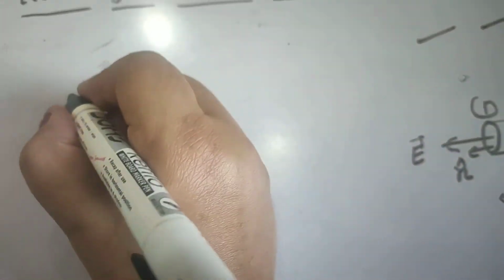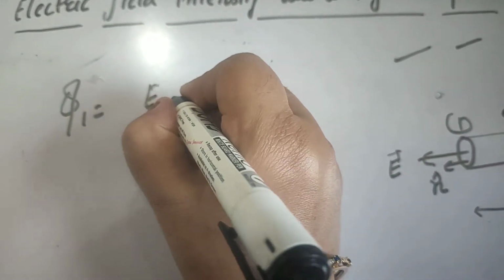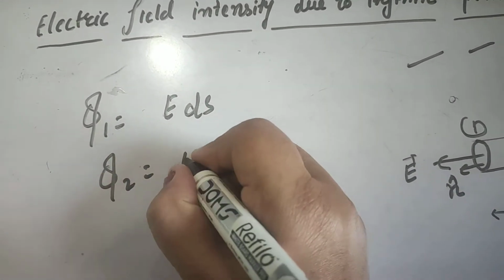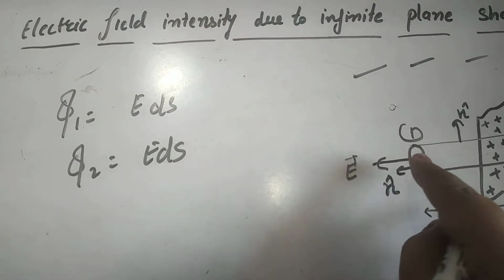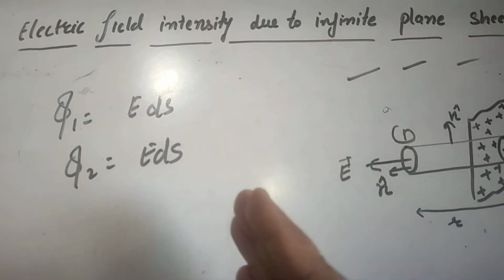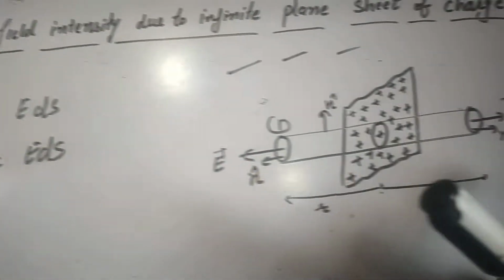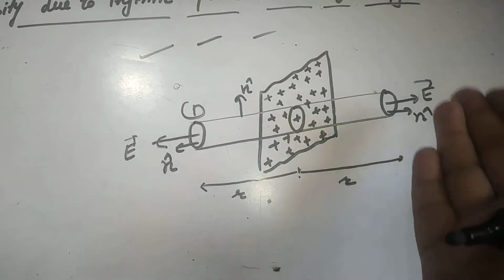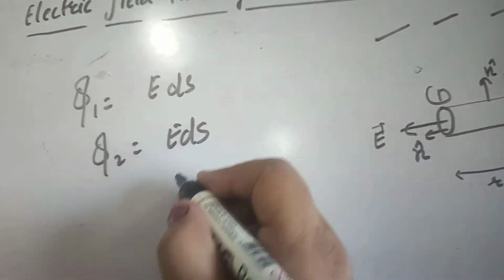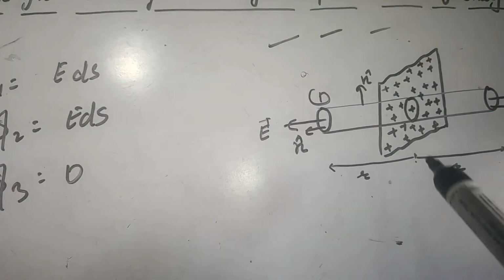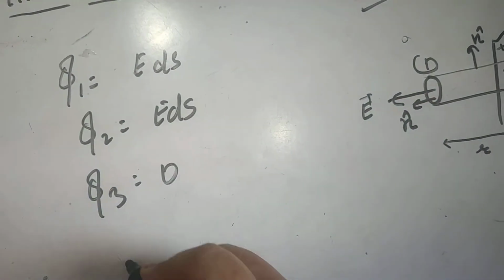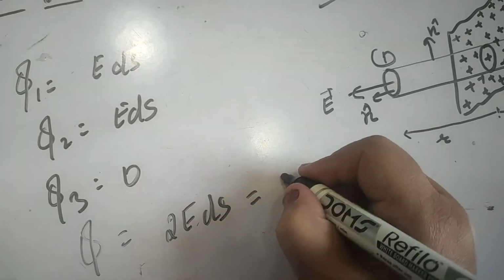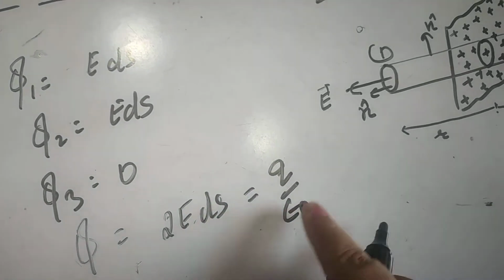So let us find out phi 1, phi 2 and phi 3. Phi 1 is equal to E ds, as angle between them is 0. Phi 2 is again E ds. Here clearly, since both E and N are in this direction, so positive, theta 0. Again theta 0. That is why, because E is in outward drawn normal and N outward drawn normal are both in the same direction. So E ds. Phi 3 is equal to 0, since E and N are having 90 degree angle. So total flux phi is equal to 2E ds, which is given by Q upon epsilon naught by Gauss theorem.